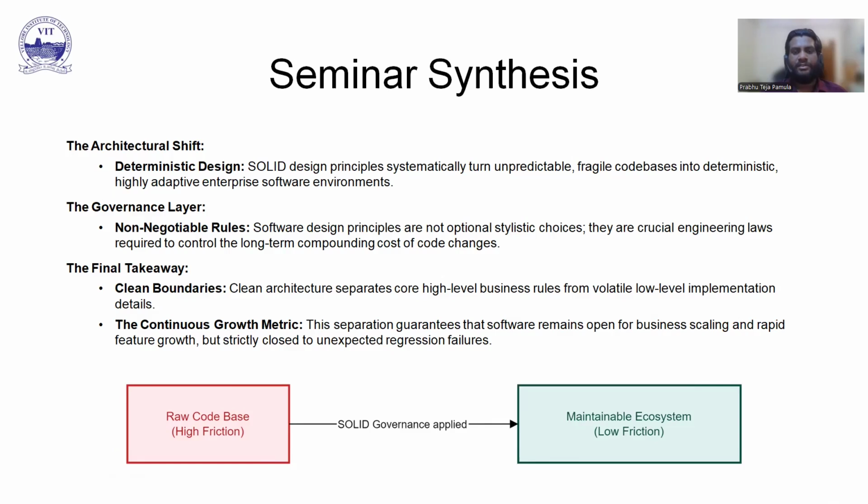Software design principles are not optional, stylish choices. They are crucial engineering laws required to control the long term compounding cost of code changes. The final takeaway: clean boundaries. Clean architecture separates core high level business rules from volatile low level implementation details. The continuous growth metrics. This separation guarantees that software remains open for business, scaling, and rapid future growth, but strictly closed to unexpected regression failures.